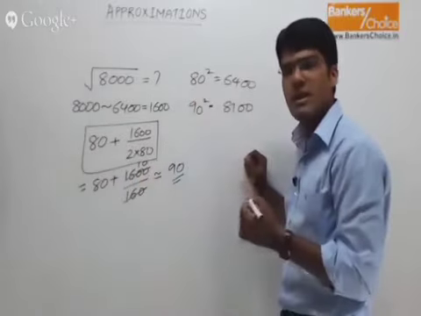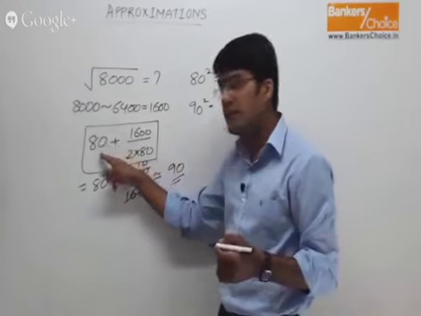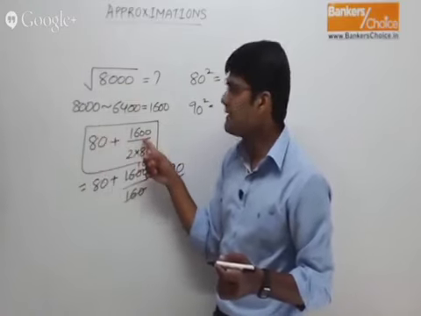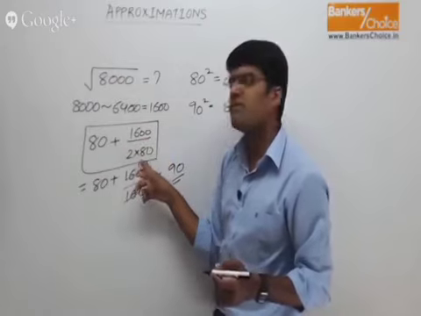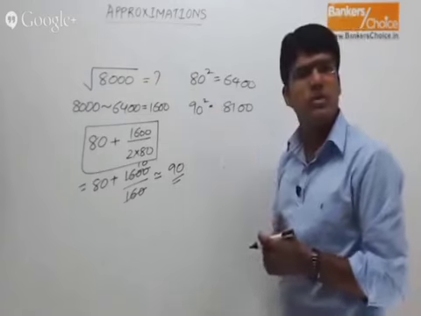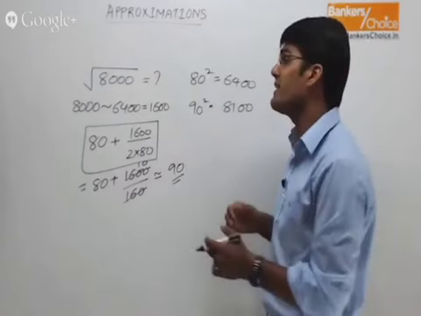We'll take up more examples to understand this. But then look at this. 80 squared is 6400. So 80 plus, how much is the difference? 1600 divided by 2 times this value. So approximately 90. 90 squared is 8100. So very close to 8000. So we can say the approximate answer here is 90.